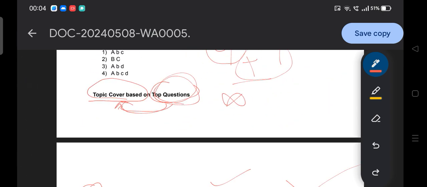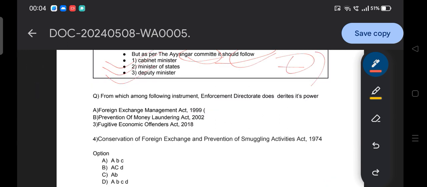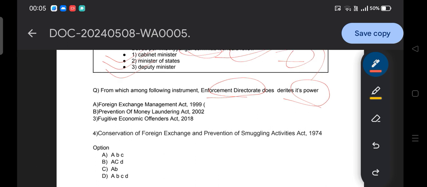Before that, you need to participate in questions, and through the questions you will try to cover the answers. And here is the question: from which among the following instruments does the Enforcement Directorate not derive its power? Option A, Foreign Exchange Management Act 1999. Option D, Prevention of Money Laundering Act 2002. Option B, Fugitive Economic Offenders Act 2018. Option C, Conservation of Foreign Exchange and Prevention of Smuggling Activities Act 1974.